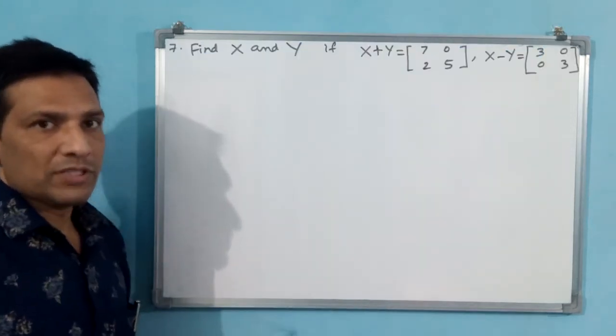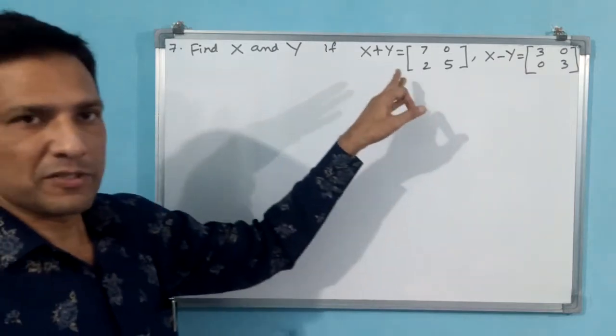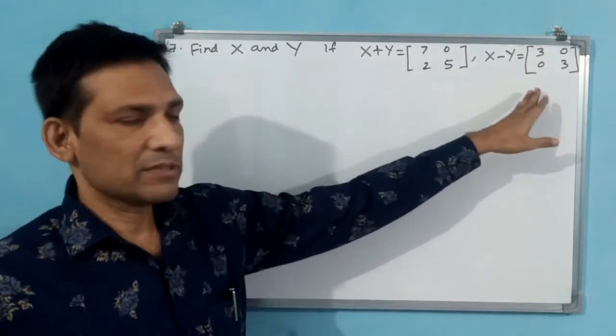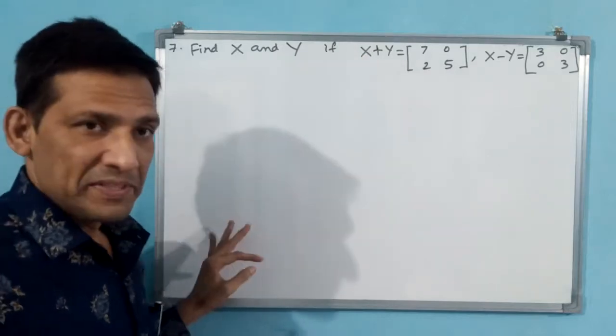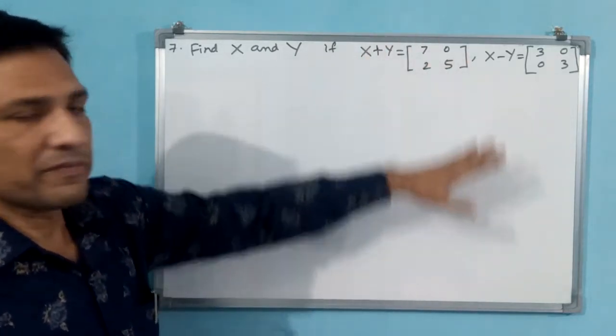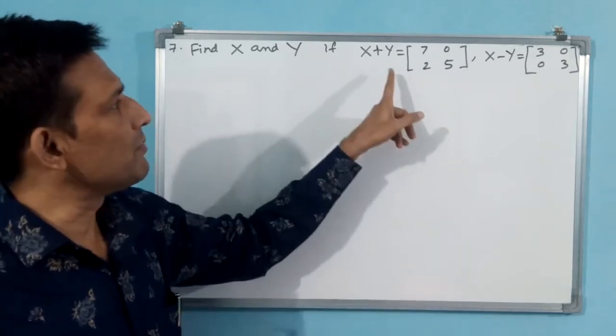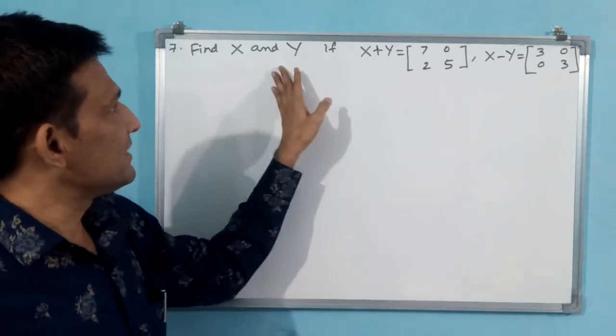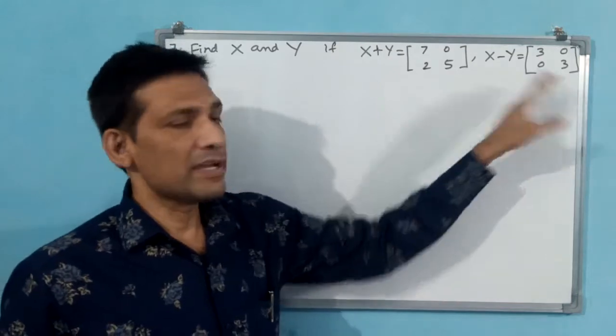See the seventh question. Two parts are there. I have written the first part: x plus y and x minus y are equal to something like this. You will finish that, then the second part we will do afterwards. After finishing this one, we will rub it and do the second part. This is the first part. Find x and y if x plus y, x minus y are equal to given matrices.